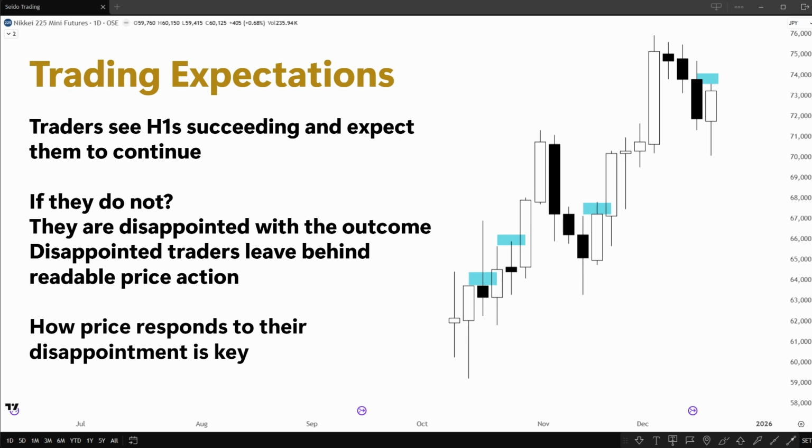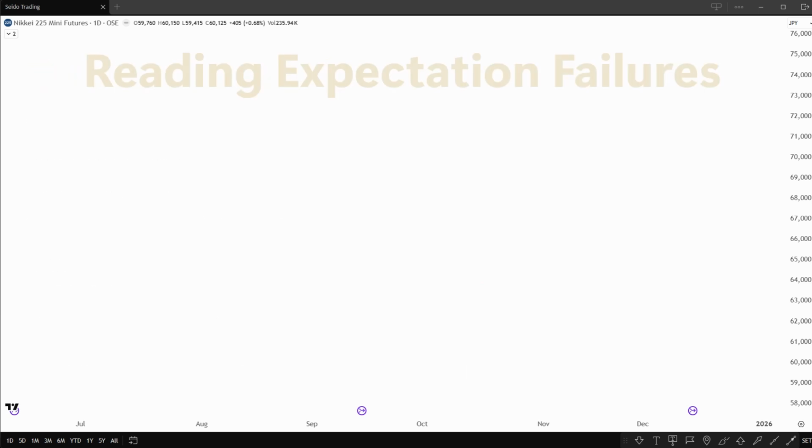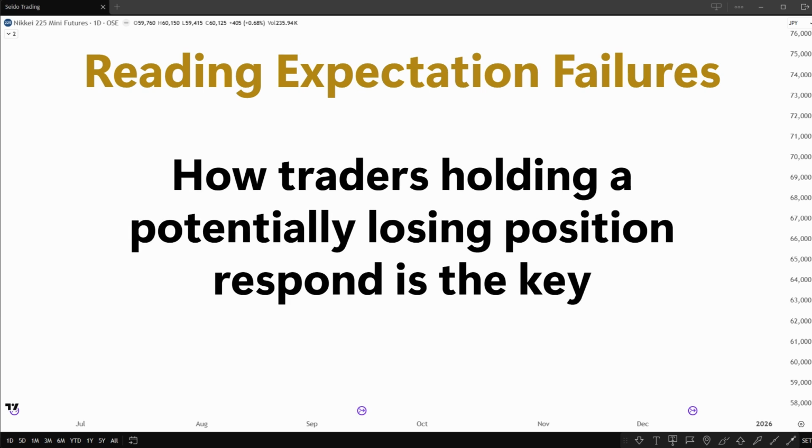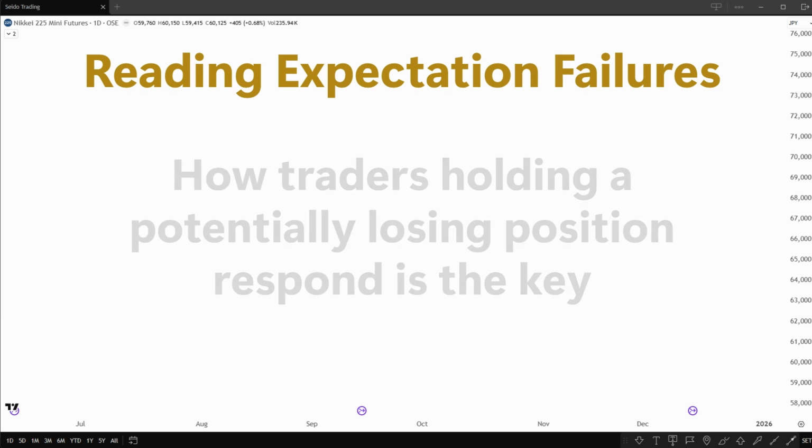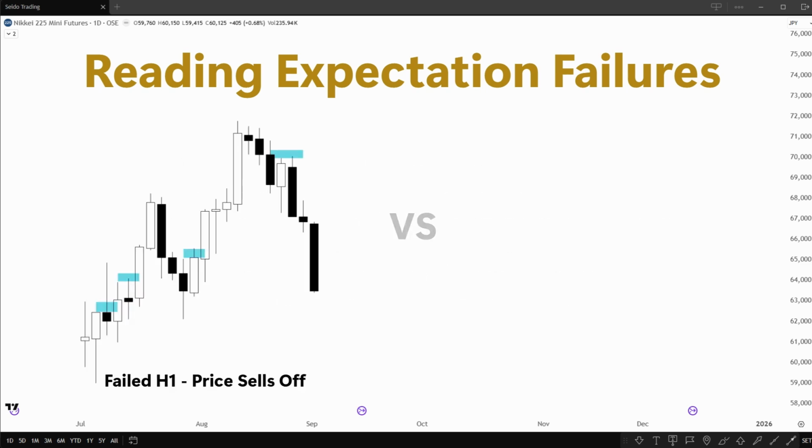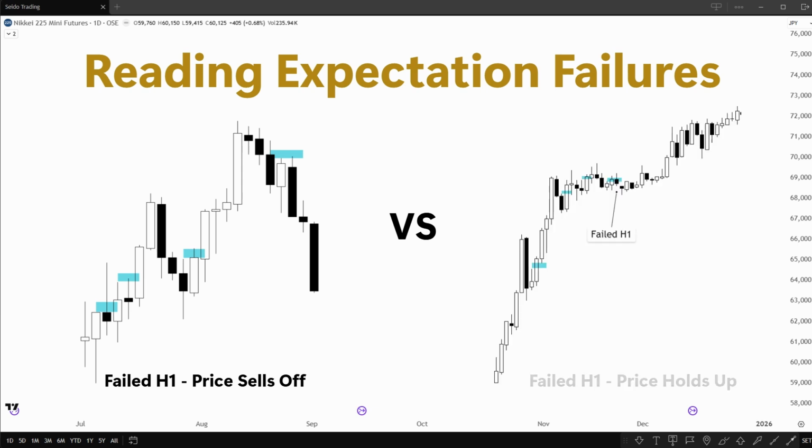A failed H1 is not just a signal that the trend may be weakening. It means there's a group of traders who expected a new high. They positioned for it and are now holding a potentially losing trade. How they respond, whether they hold, exit, or reverse their position, contributes to the price action that follows.